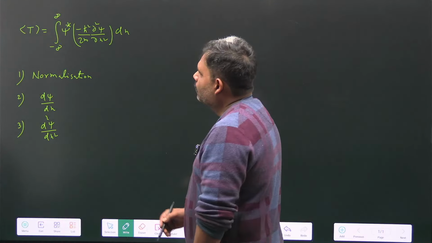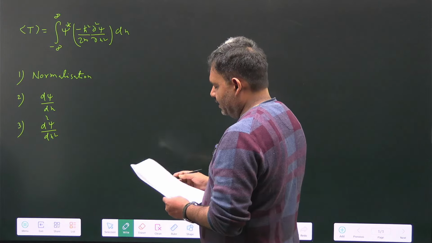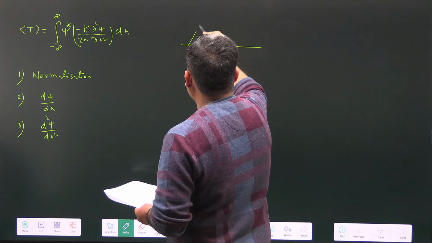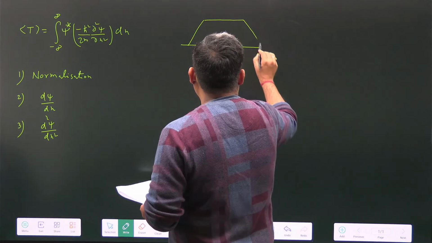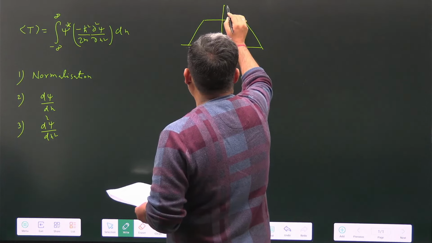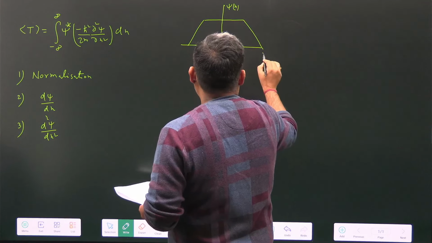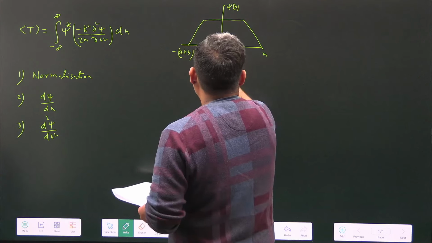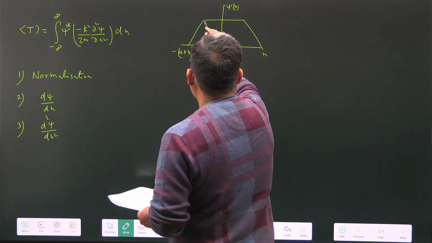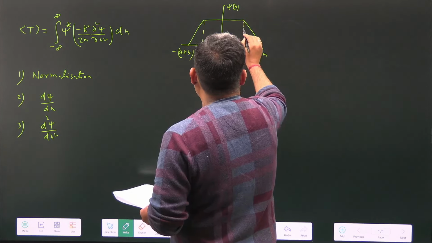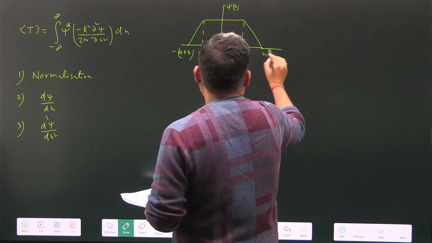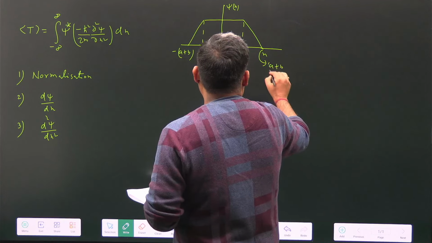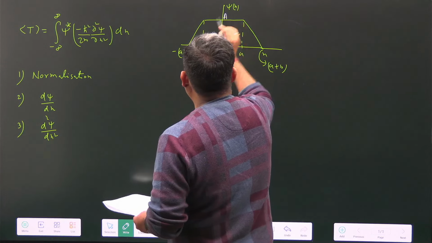So first, this is my curve. I am just plotting this curve again, and this is psi x versus x. This value is minus a plus b. This value is minus a, this one. This value is a, and obviously this value is a plus b. I can put that this value is A.